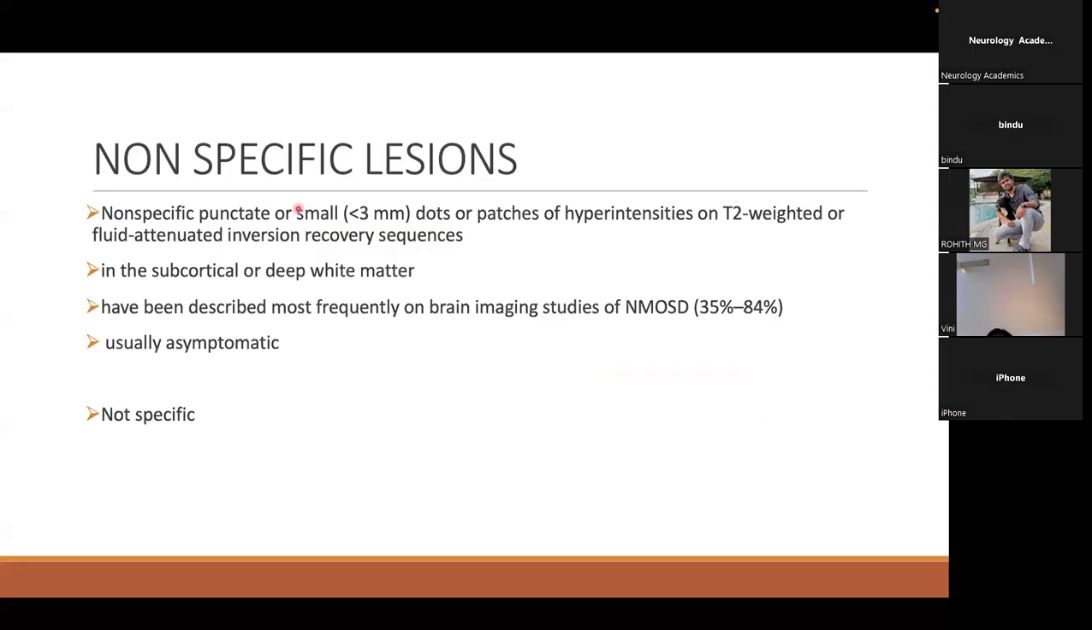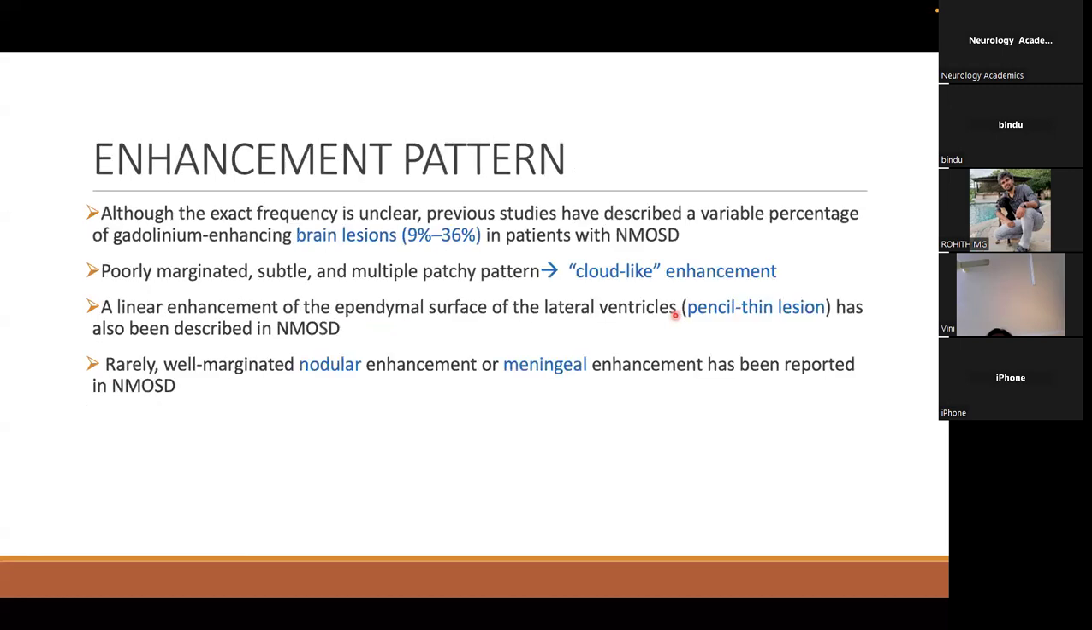The non-specific lesions, these are very common in NMOSD. Non-specific deep white matter lesions and subcortical lesions can be seen, but this is usually asymptomatic and it is not specific. However, it can be seen in 35 to 84% of the NMOSD patients.